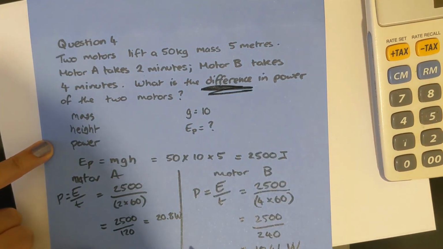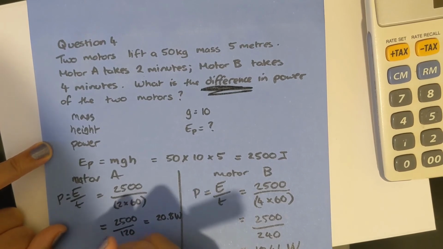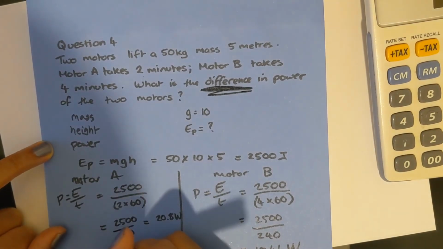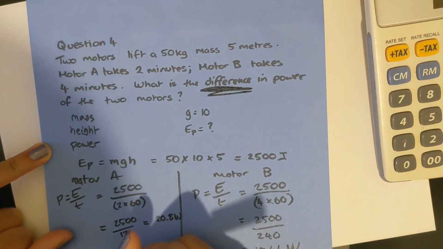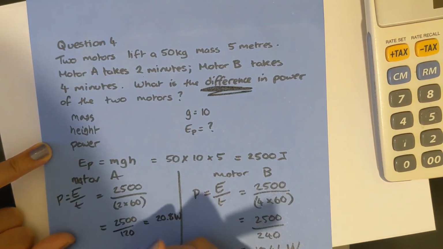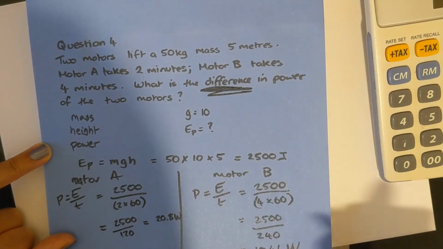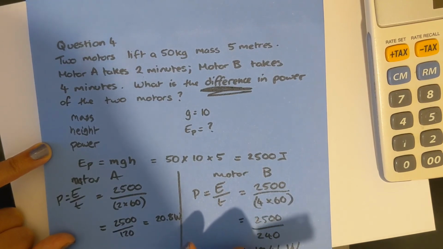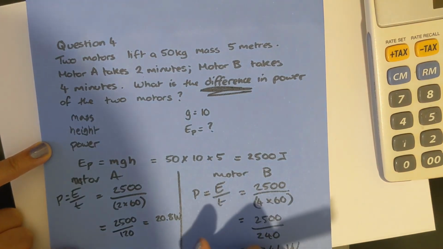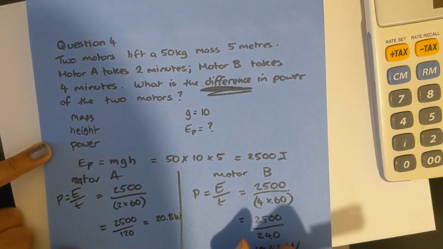the difference in power. So that last step, you can just put power difference, and there'd probably be a space on your paper where you're expected to write the answer, but power difference is 20.8 minus 10.41, and that's going to give you an answer of 10.38 watts.